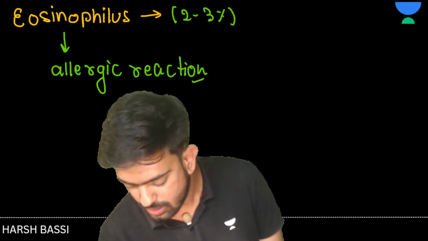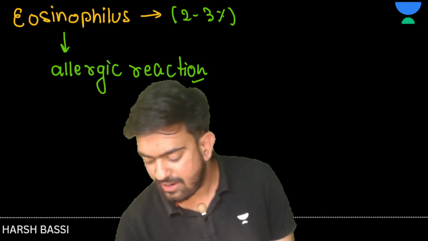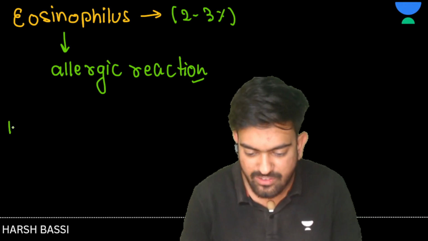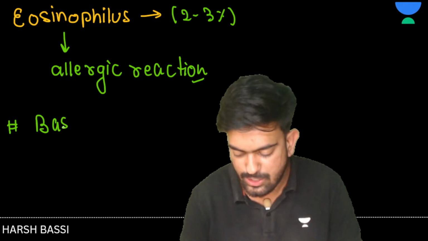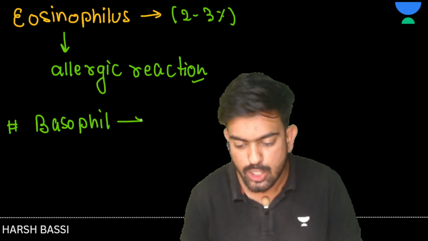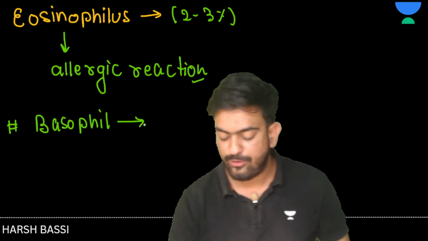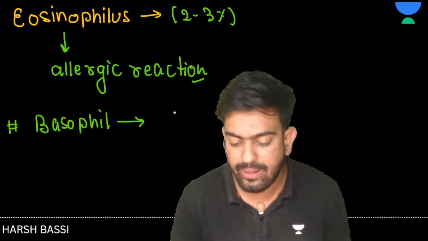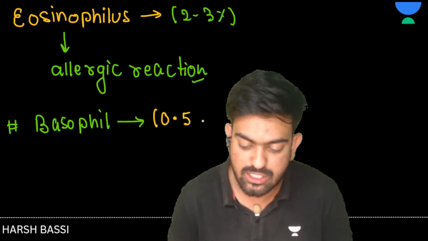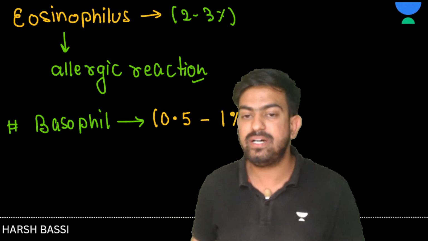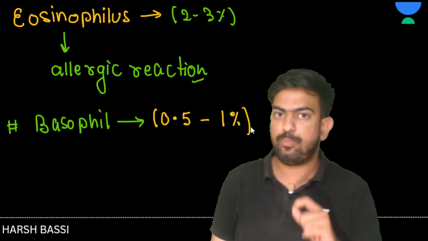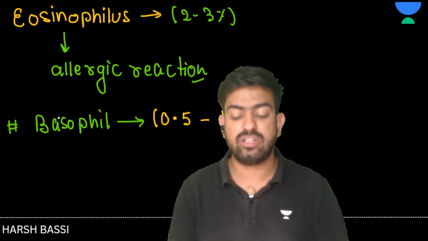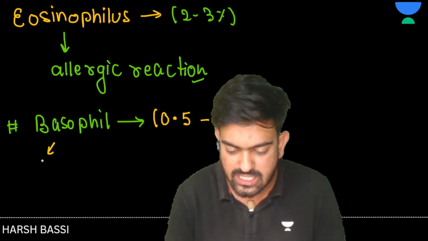Chalo, great. Now we have the next one, which is basophil. If I talk about the basophil, bachcho, basophil is just 0.5% to 1%. And this 0.5 to 1% of basophils releases three things. One is histamine.